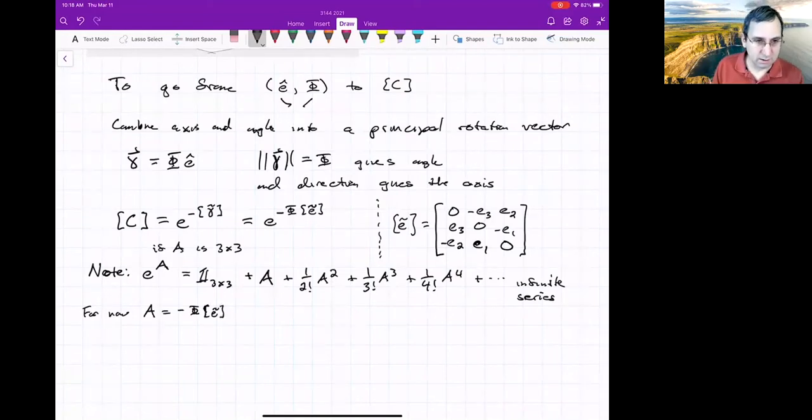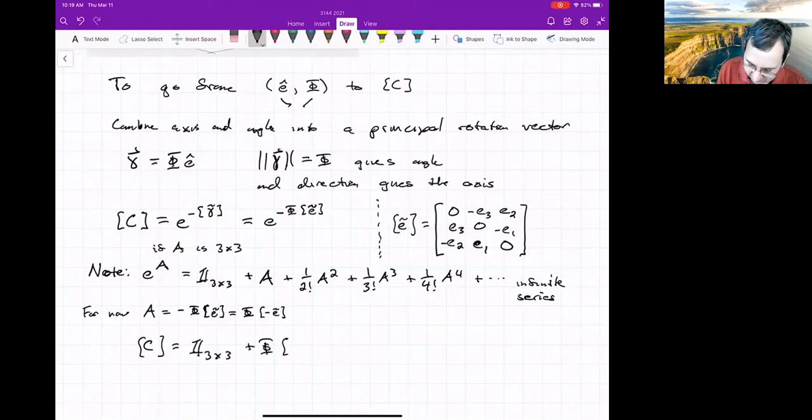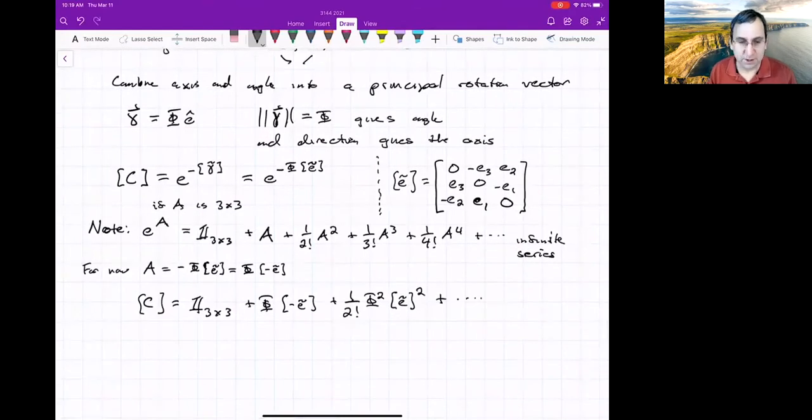So that's kind of odd. I'll write this as phi negative e tilde because I can. Then the C matrix is going to equal the identity plus phi negative e tilde plus 1 over 2 factorial phi squared. And the negatives cancel, and this just becomes phi tilde squared plus, and so on. Now, if you actually start collecting the terms, you'll notice a pattern.